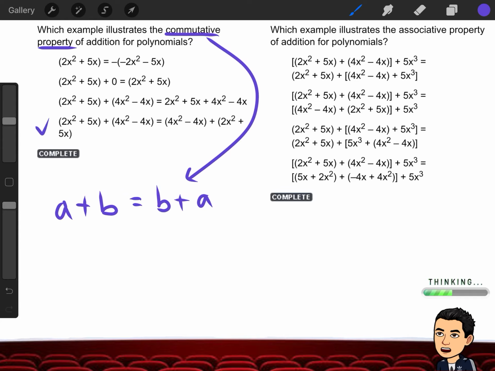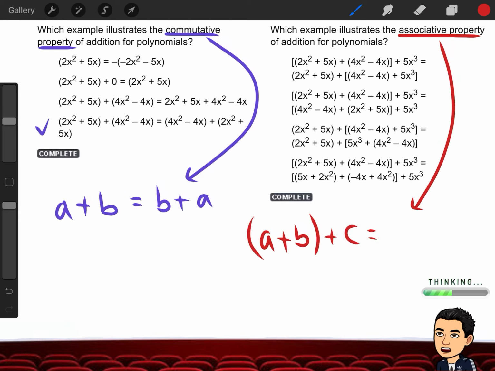For another one, this is called the associative property. The associative property is about if I have A plus B in parentheses, plus C, it equals A plus parentheses B plus C. So the one you want to choose is the first one.